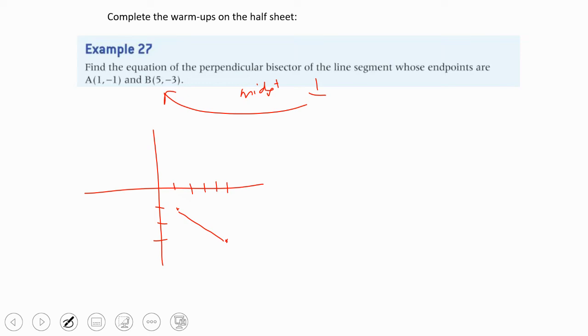I would suggest you find the slope using your graph paper or a picture, but you can use the formula if you want. It's going down 2 and over 4, so the slope is -1/2. Okay, so that means the perpendicular slope is +2. So I know at least I have y equals 2x plus b.